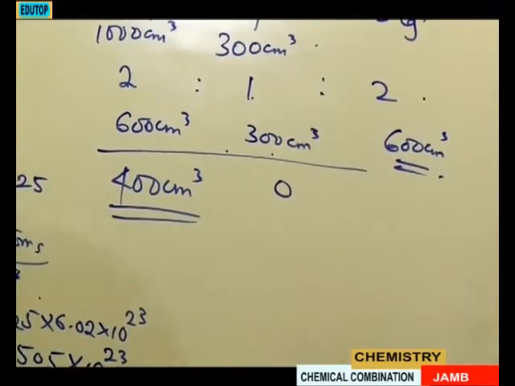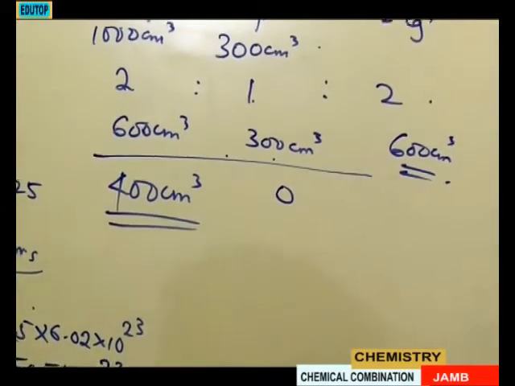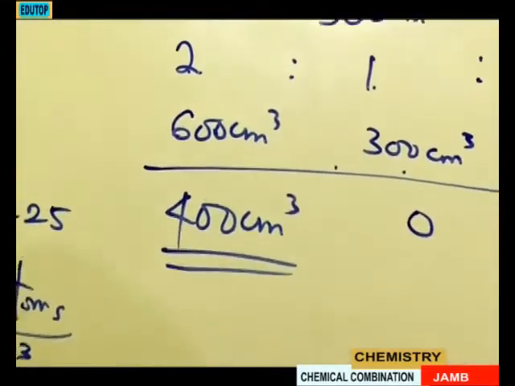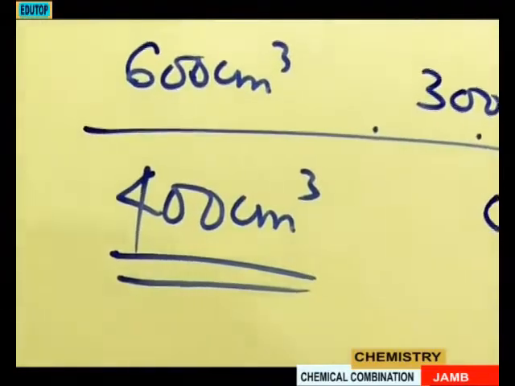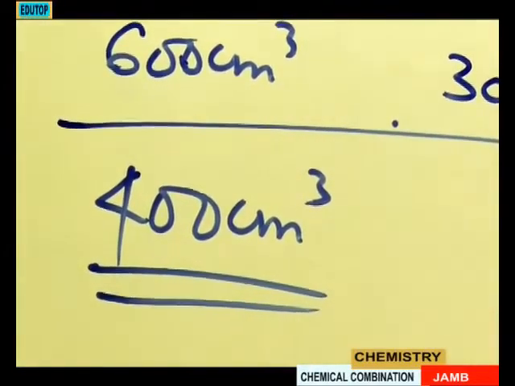So we'll go to our options and see the one that correlates with that. A, 200 cm3, B, 400 cm3, C, 600 cm3, then D, 700 cm3. So the one that matches that will definitely be B, which is 400 cm3.